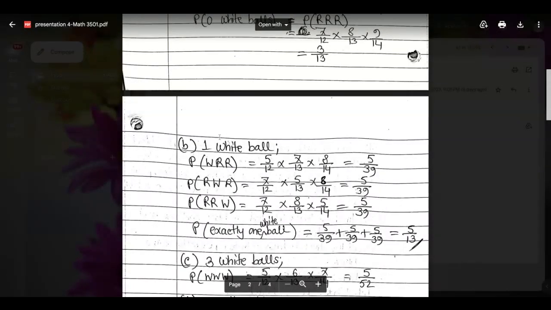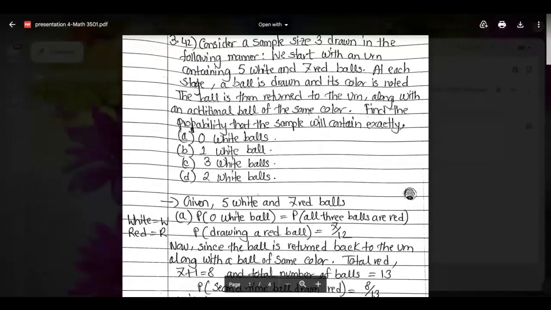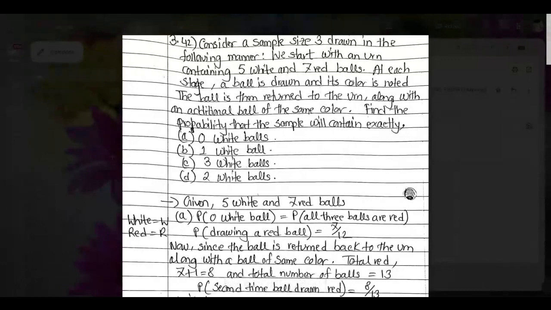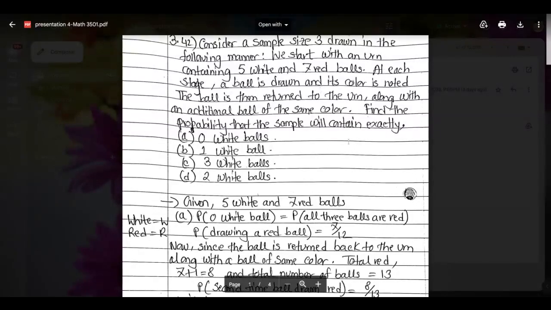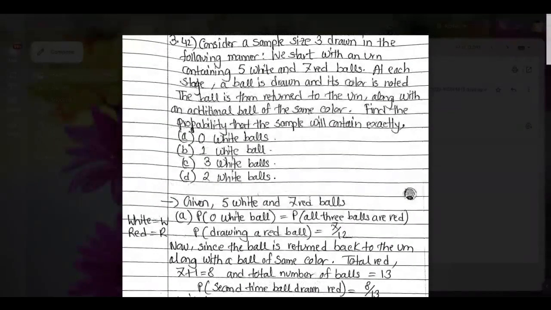Hello, Professor. Oh, hello. So I'm presenting question 42. Please consider a sample of size 3 drawn in the following manner. We start with an urn containing 5 white and 7 red balls. At each stage, a ball is drawn and its color is noted. The ball is then returned to the urn along with an additional ball of the same color. Find the probability that the sample will contain exactly 0 white balls, 1 white ball, 3 white balls, and 2 white balls. So we are given 5 white and 7 red balls, total 12 balls.